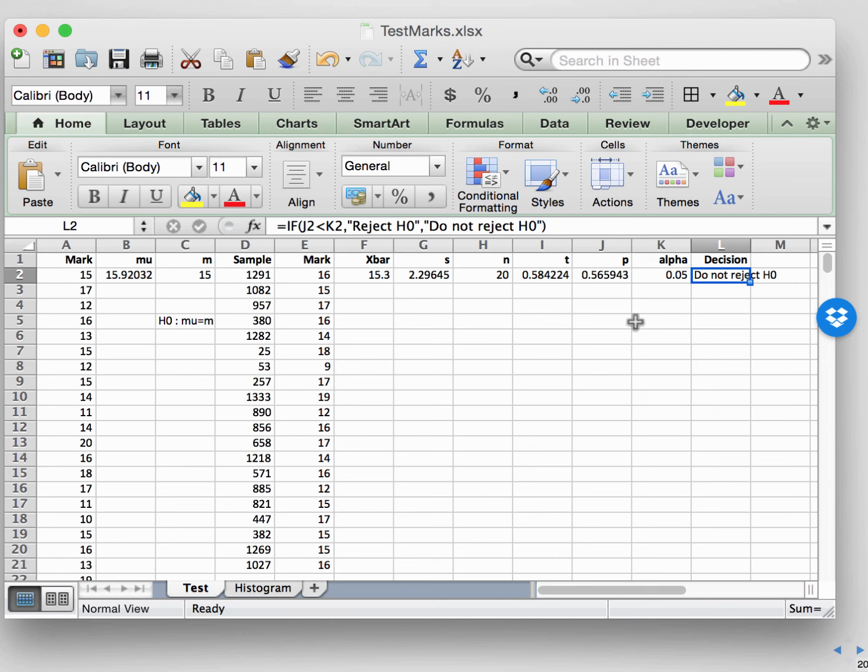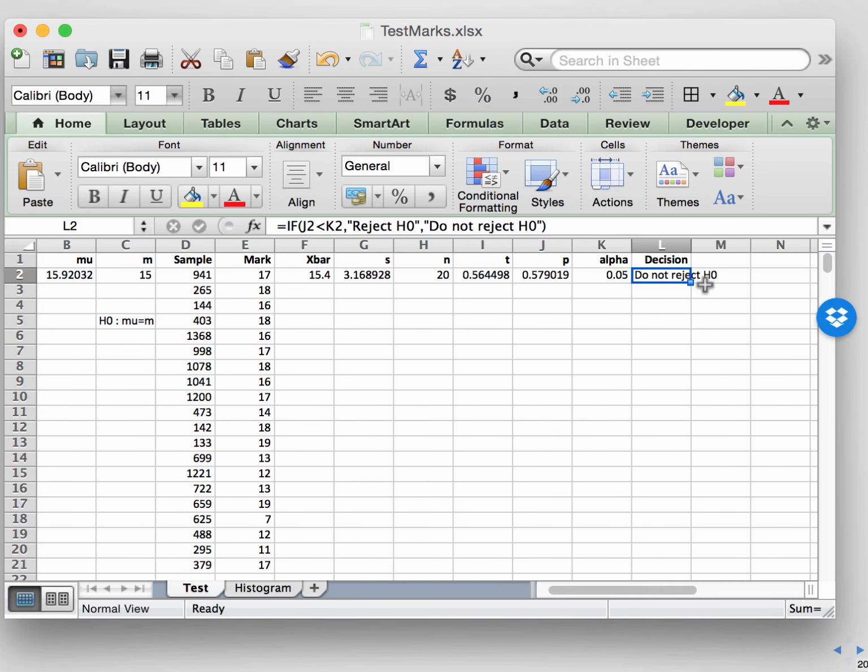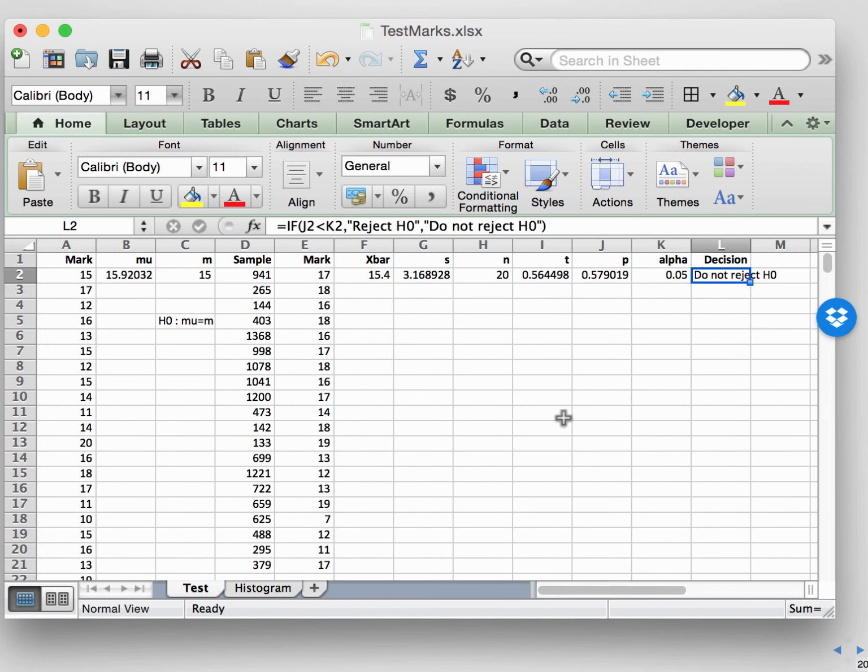Now if we start to replicate this, I'm going to press command equals and draw another sample. We've ended up with an x bar of 15.4, and sure enough we have not rejected the null. So that's another type 2 error, the wrong decision. Let's go through a few of those. Now we've got a different conclusion. In the next sample we've got a rejection. The p-value of 0.02 is less than the alpha of 0.05, so now we're rejecting the null.